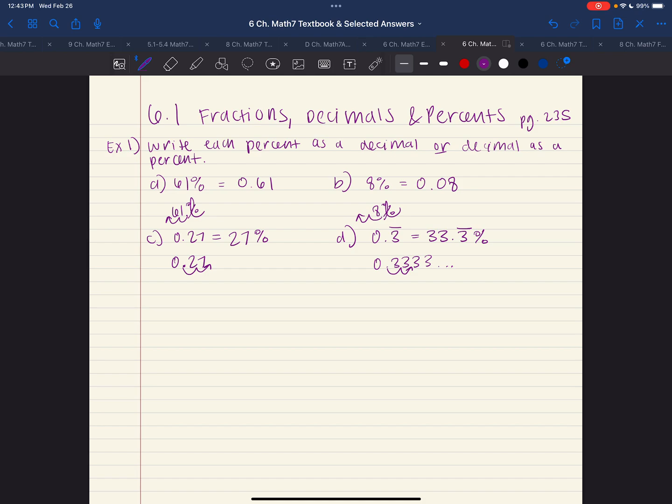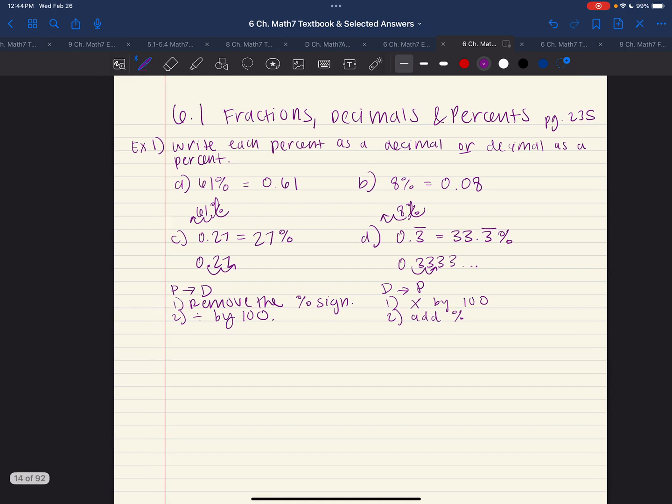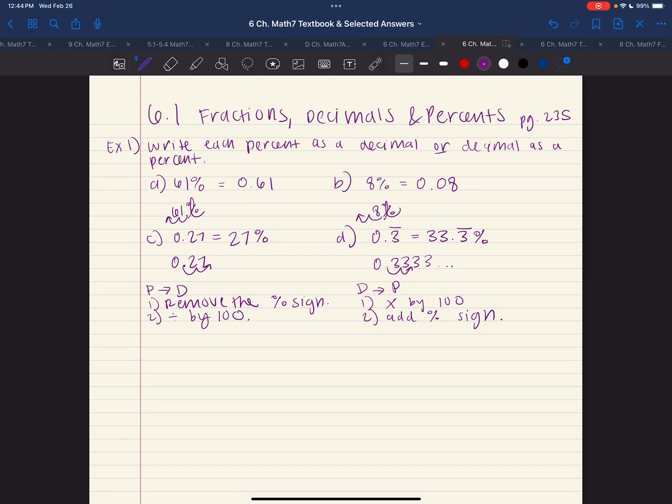All right, so to go from a percent to a decimal, first you remove the percent sign, and then you divide the number by 100. When you go from a decimal to a percent, it's the opposite. You multiply by 100, and you add the percent sign. All right. So example 2.